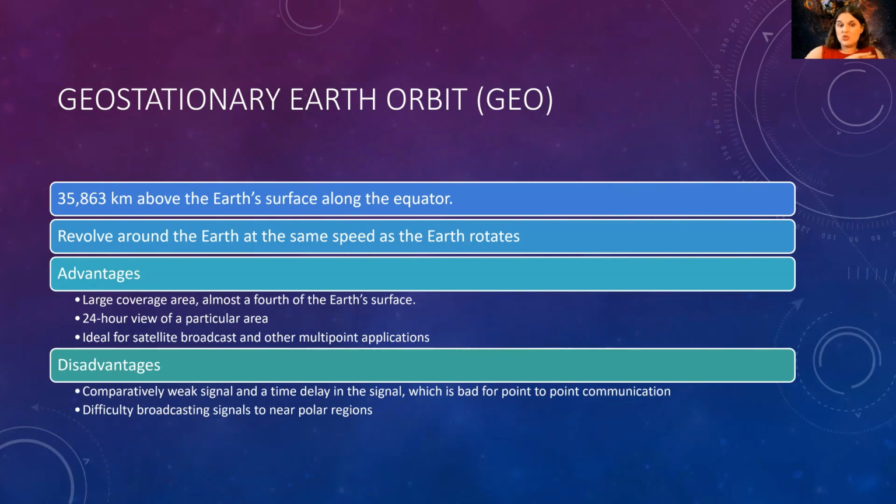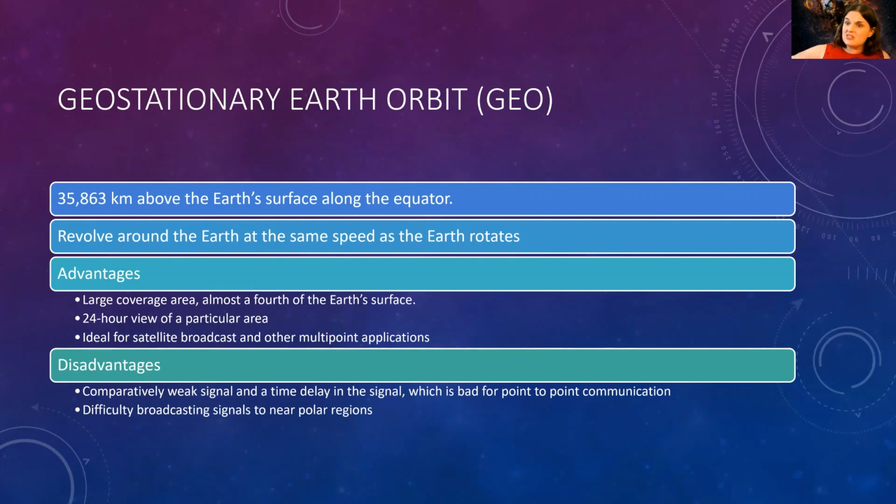So you basically have a 24-hour view of one particular area. So it stays in that one position. And since it has a large covered area, it can almost cover 1/4 of the Earth's surface, which is really helpful. And it's ideal for satellite broadcasts and other multi-point applications.